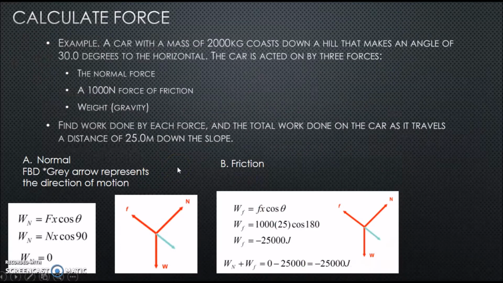All right, so here is our first example to calculate force. It states a car with a mass of 2,000 kilograms coasts down a hill that makes an angle of 30 degrees to the horizontal. I'm going to highlight some of the stuff as I'm reading it. The car is acted on by 3 forces. We again have the normal force, a 1,000 newton force of friction in the opposite direction of motion, and weight, also known as gravity, pulling down on the car.